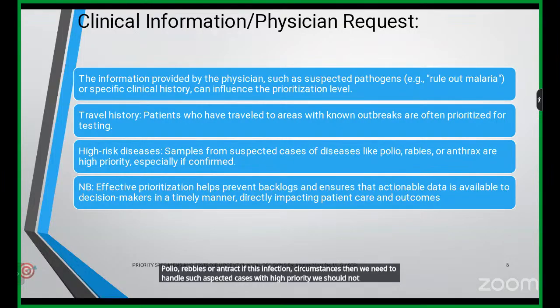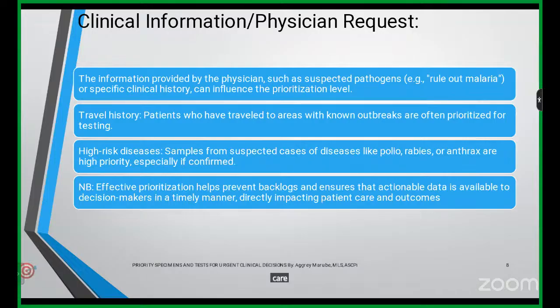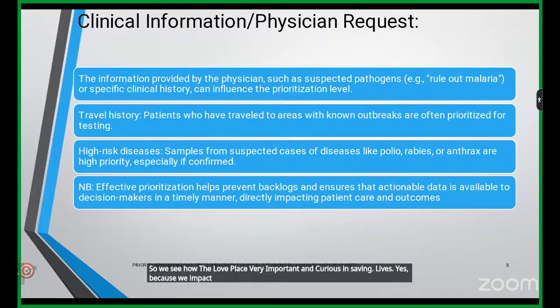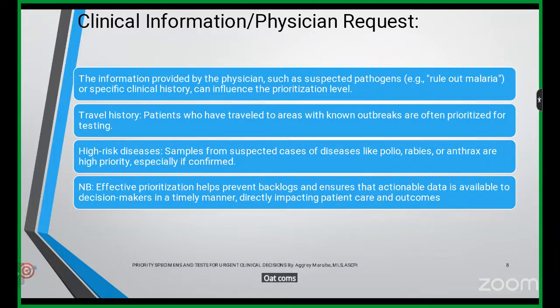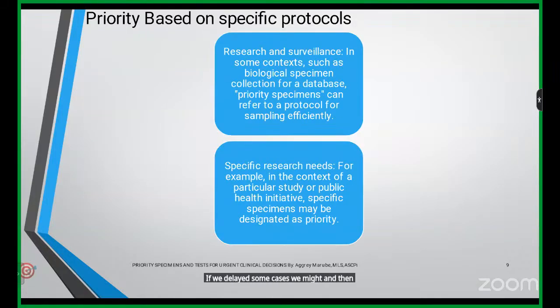We should note that effective prioritization helps prevent backlogs and ensure that actionable data is available to decision makers in a timely manner, directly impacting patients' care and outcome. So we see how the lab plays a very important and key role in saving lives. Yes, because we impact patient care outcomes. If we delay in some cases, we might be endangering patients' lives.